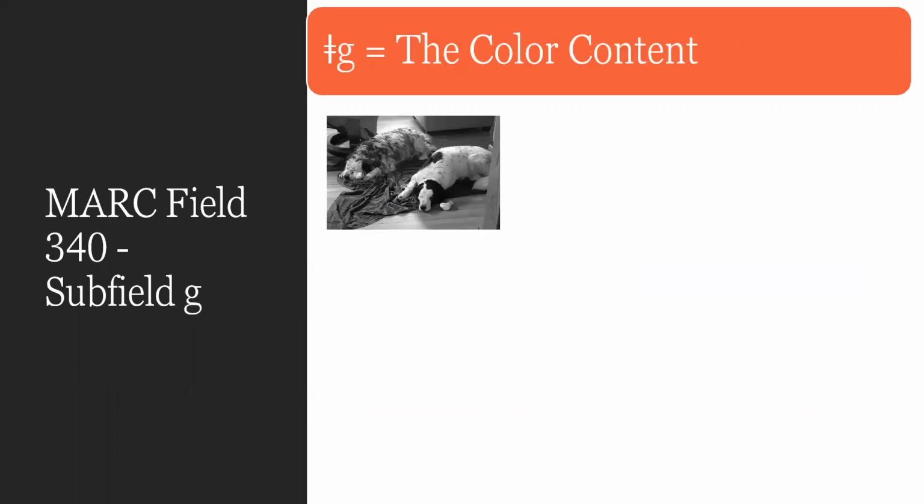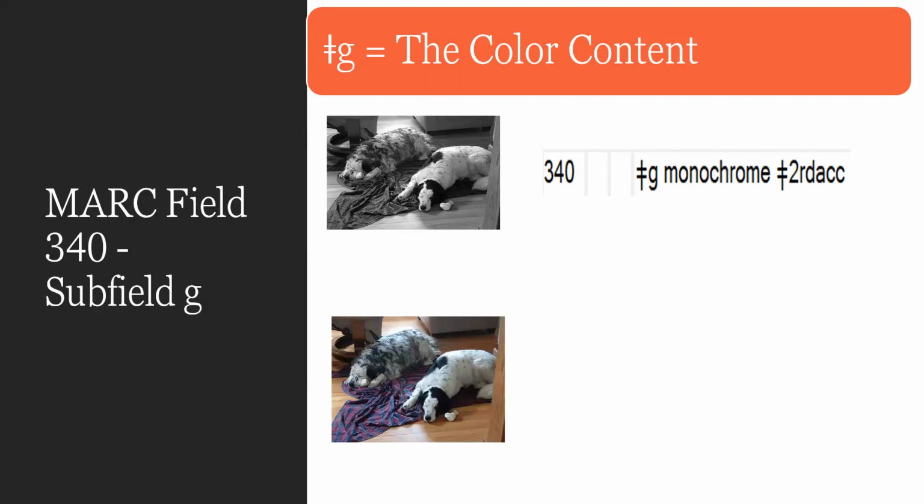Subfield G is the color content, the color characteristics of the content of a resource. There are only 2 choices on the CIL for color content, monochrome and polychrome. I used to think monochrome was just like black and white and that was it, but that's really not it. The definition is a color content that consists of tones of one color, or black and white, or black or white and another color. So our first picture here of Tyrian and Oberon is in grayscale, so it can be considered as monochrome. Our second picture here is in color.